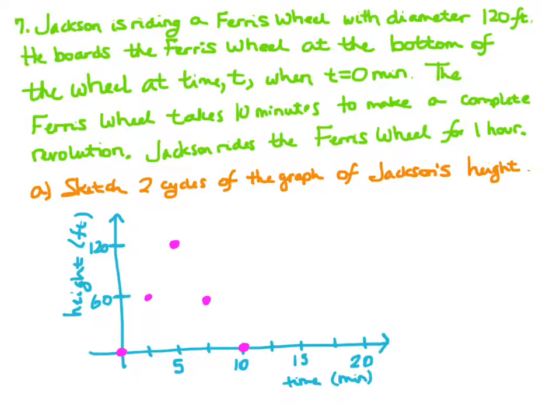And then the next cycle is just going to repeat the same pattern. At 15, he's up at the top. 12.5, it would be halfway. 17.5, halfway back down, and 20 minutes, we're back at 0. And so we're going to connect these points. And there's a graph of his height around the Ferris wheel.